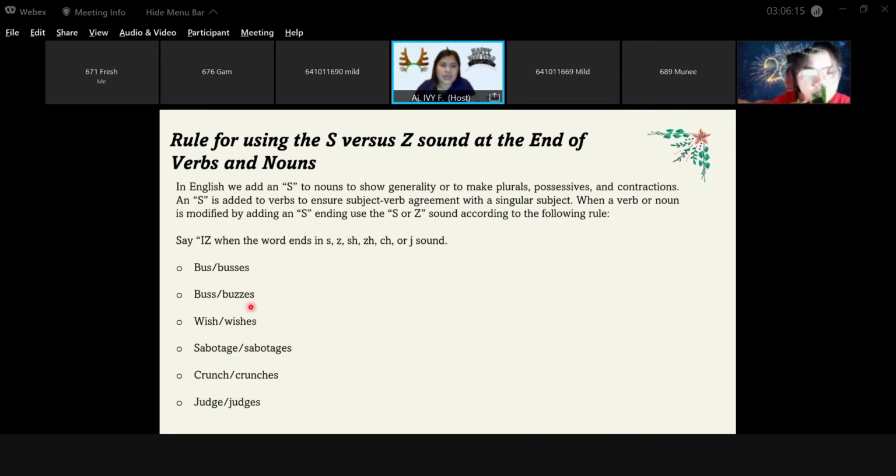If the word ends in these consonants, you should make this a Z sound, like the word bus. It ends with S. Buzzes. So you can hear the Z: buzzes. Wish, wishes. Sabotage, sabotages. Crunch, crunches. Judge, judges. Okay, so that's how you say the word.